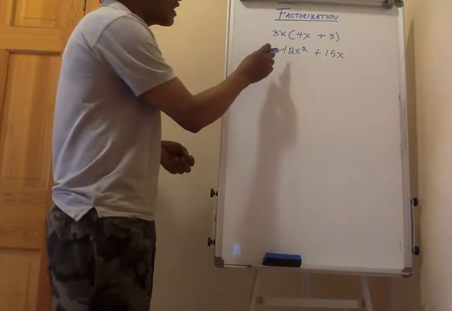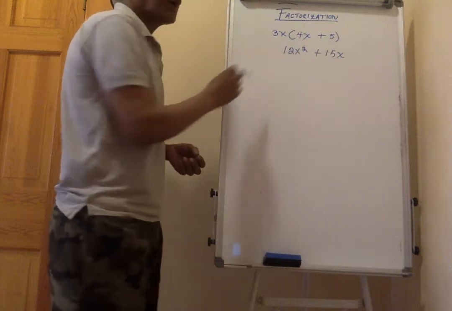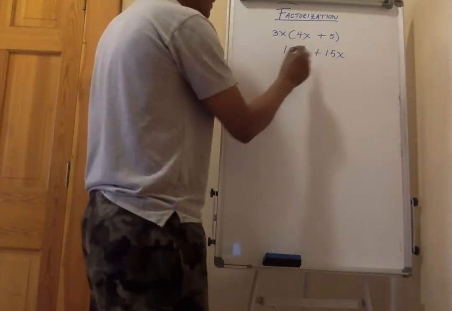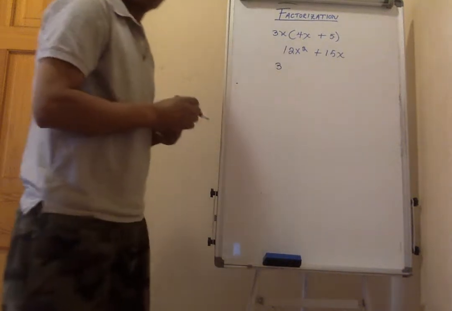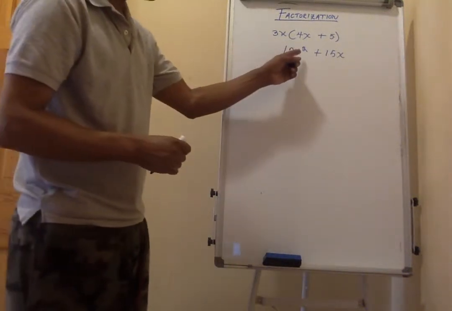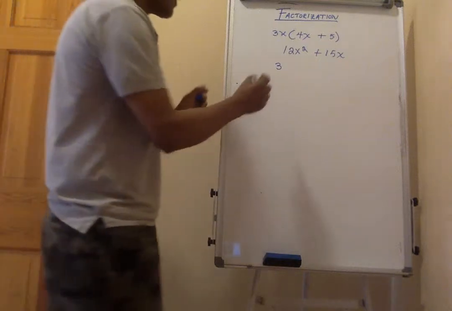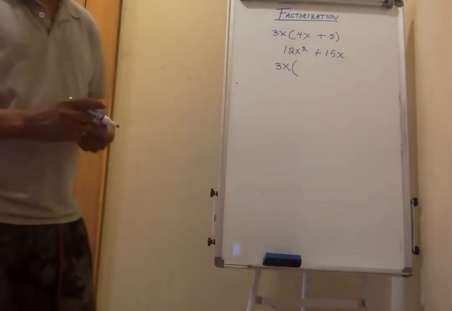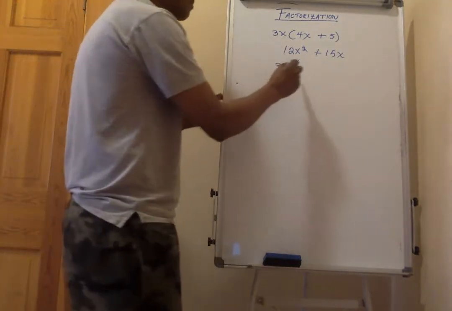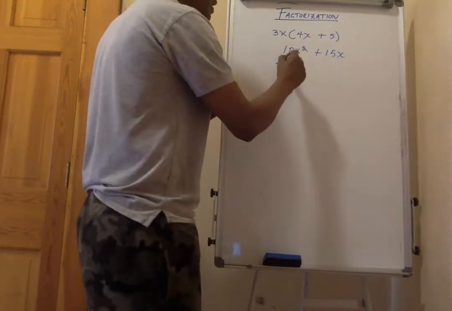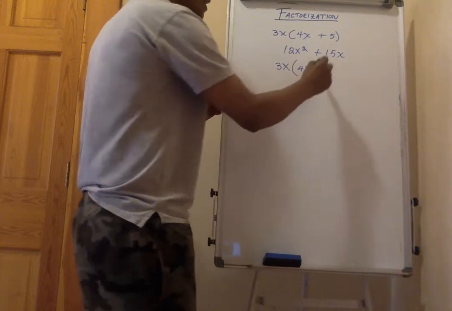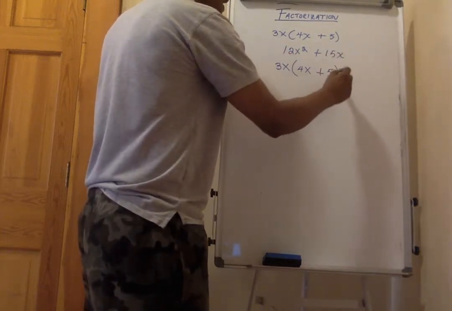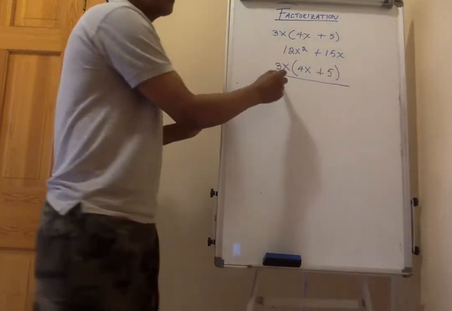Let's find the greatest common factor between 12 and 15. The greatest common factor between 12 and 15 is 3. And the greatest common factor between x squared and x is x. Then I open the parentheses. So 12 divided by 3 is 4, x squared divided by x is x, and 15 divided by 3 is 5, and you end up with the original expression.